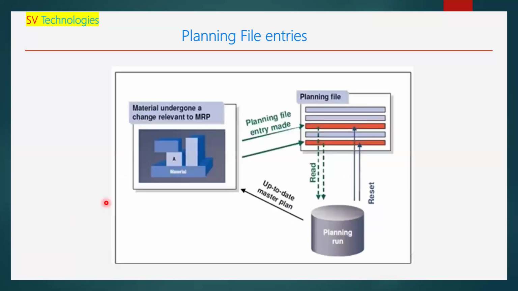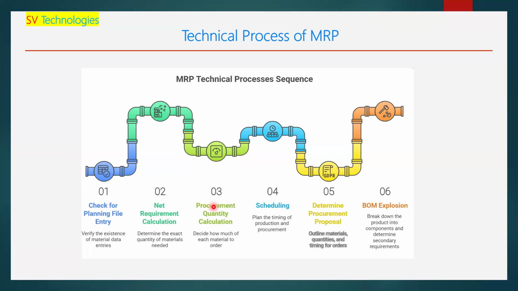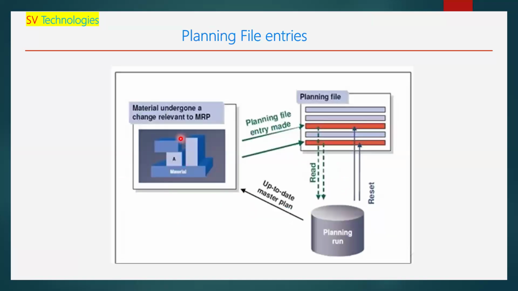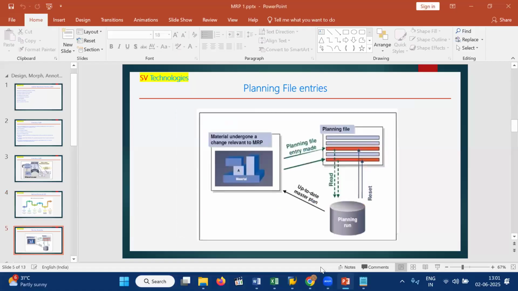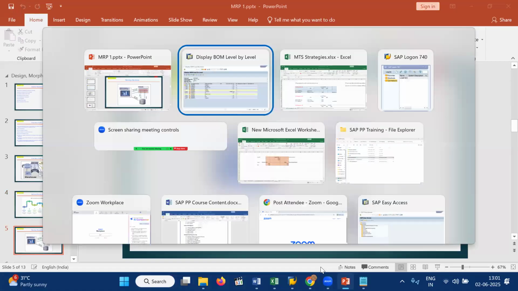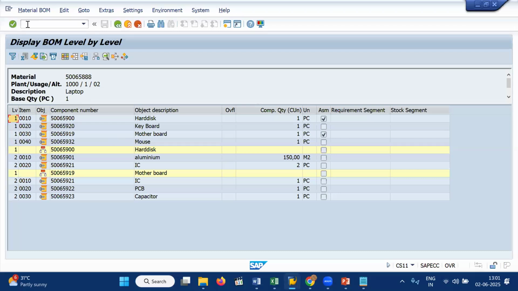I'll go one by one through all these things. In this net requirement planning, first let me show you the system before explaining this slide. To see this planning file entry, there is a transaction code MD23.